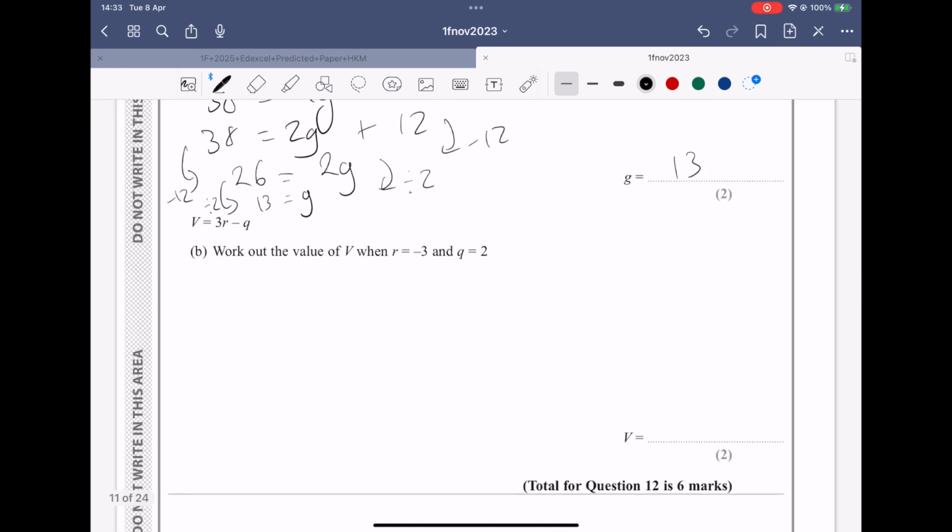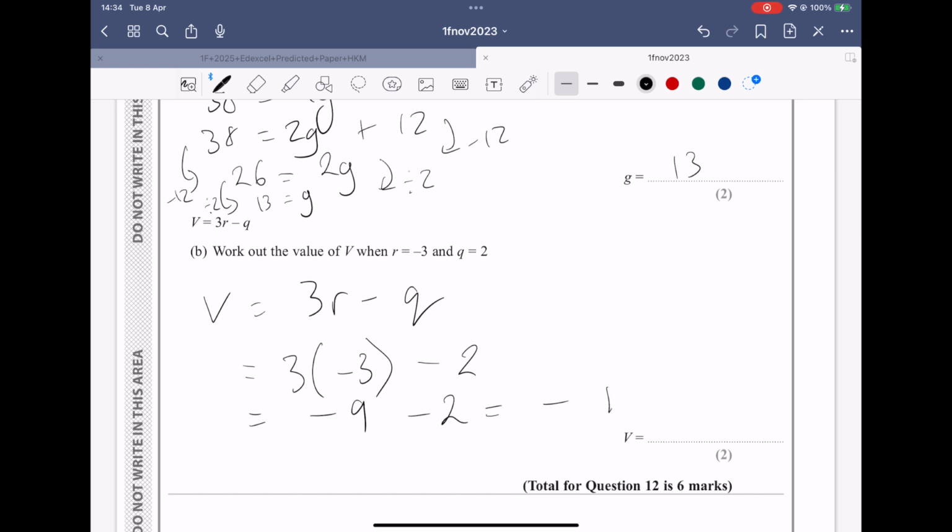Okay, V equals 3R minus Q. Work out V when R is minus 3 and Q is 2. So 3 lots of minus 3, minus just 2, because Q is just 2. 3 times minus 3 is minus 9, minus 2. That is negative 11. Alright, minus 11.